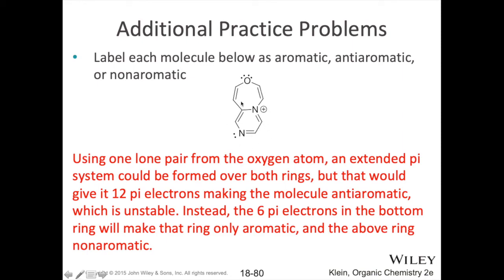So this whole system would be anti-aromatic if the p orbital on this oxygen with this lone pair was involved in this system. To avoid that happening, this oxygen stays sp3 hybridized. This top ring does not get involved in aromaticity, and instead it's just this bottom ring that's aromatic.